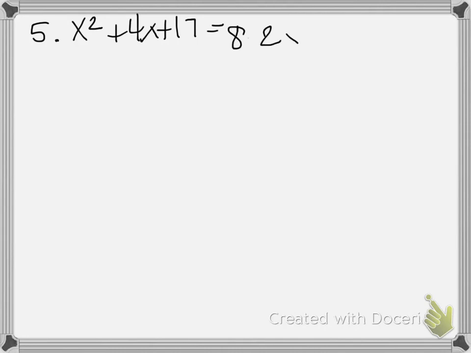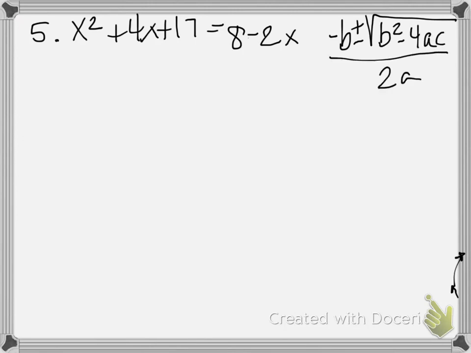minus 2x. Step 1, write down the quadratic formula. So over here, I hope I can fit it, negative b plus or minus the square root of b squared minus 4ac all over 2a. Okay? Step 2. All right?